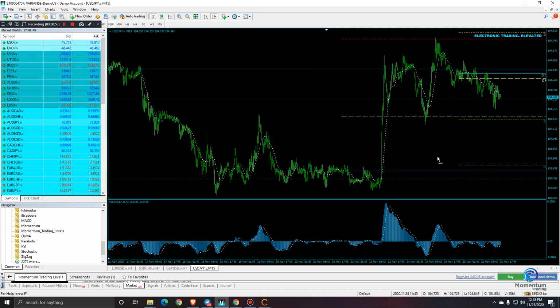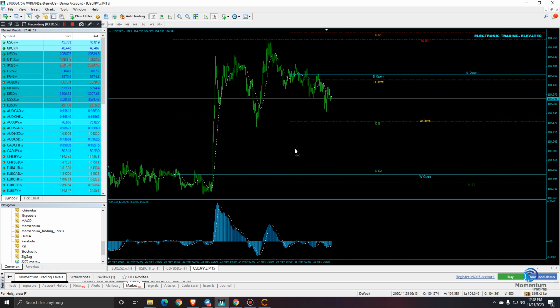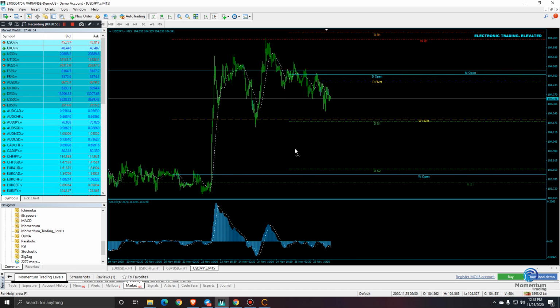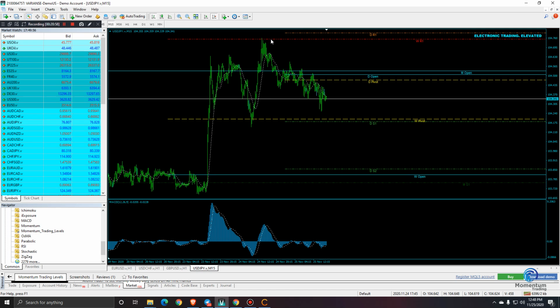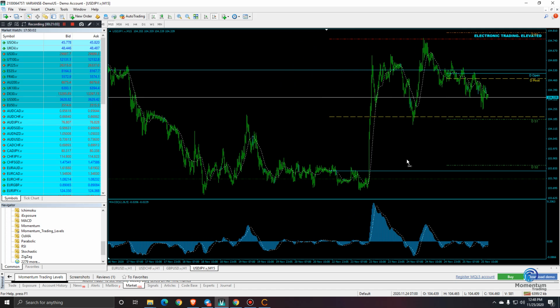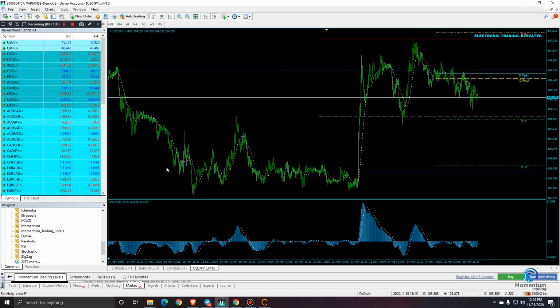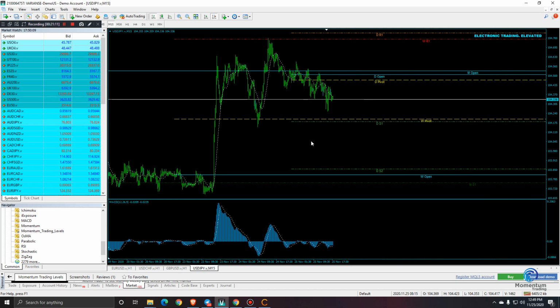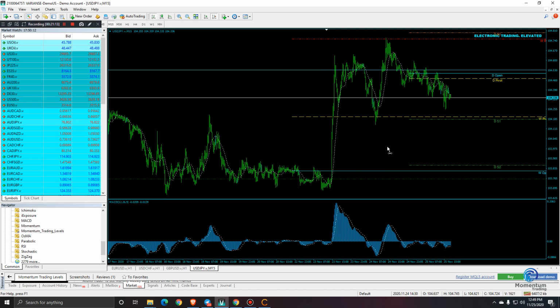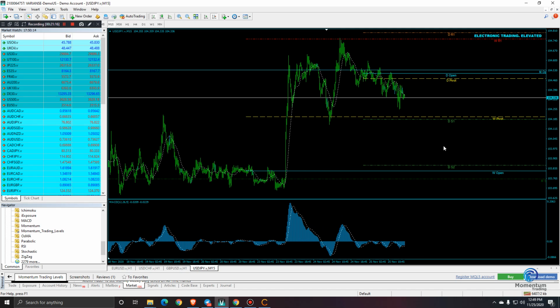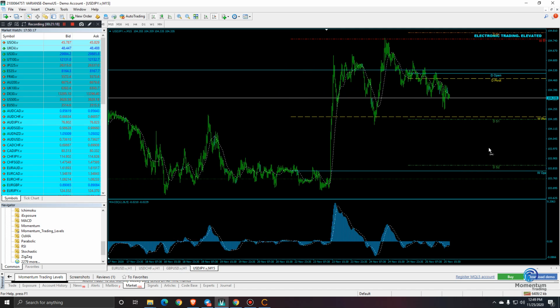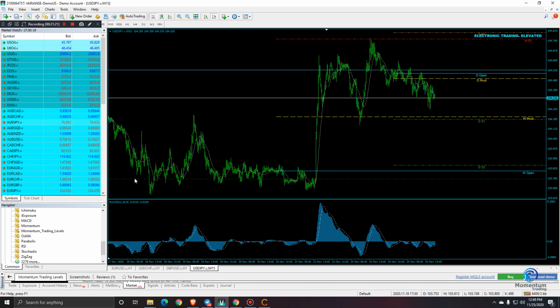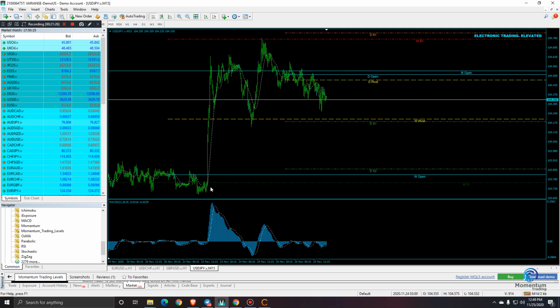So what supply is, supply would be excess amount, and demand would be a need to buy more. So what our momentum trading levels do is they help you find supply and demand very quickly from an institutional pivot standpoint. So obviously this could be like your demand area off the monthly S1.